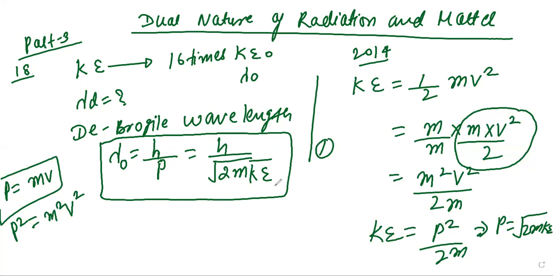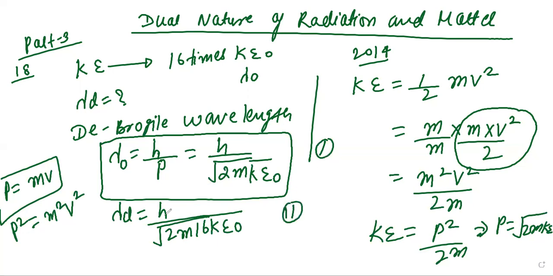And if you are changing the kinetic energy up to 16 times, the initial kinetic energy is K naught. So next will be lambda d, suppose I am taking. It will be h upon under root of 2m, and this is 16 times the initial kinetic energy, so it will be 16 K naught. Understood? Now divide equation 1 and 2. This h and this h will get cancelled, m and m will also get cancelled, and K naught and K naught also get cancelled.